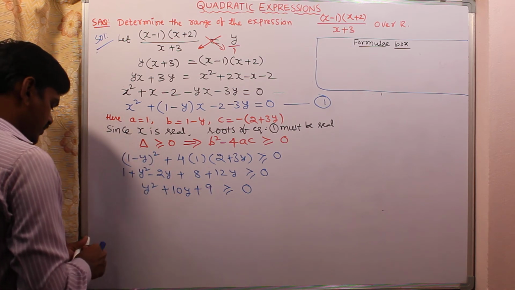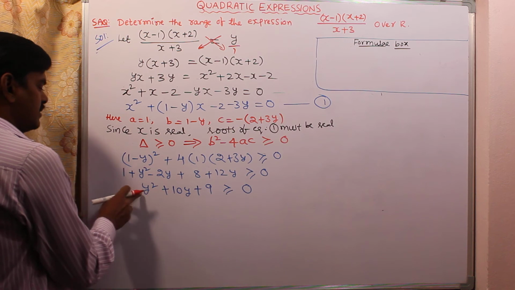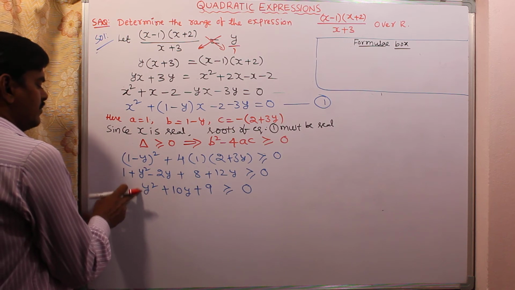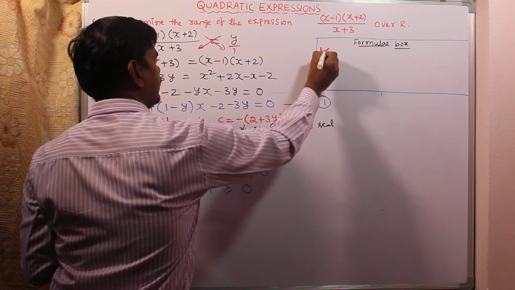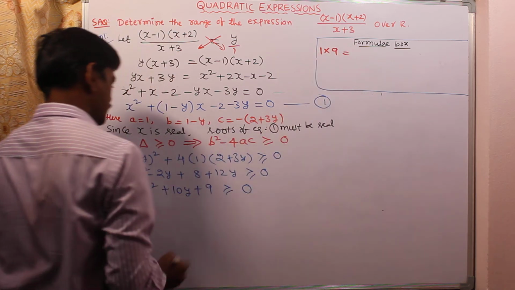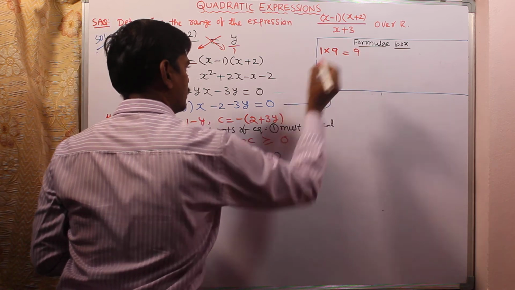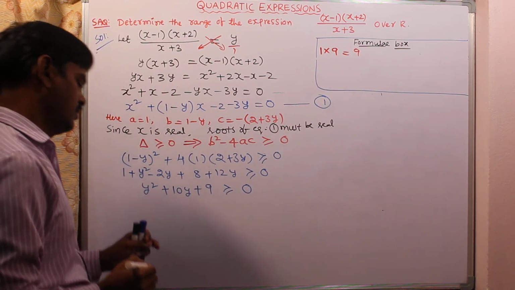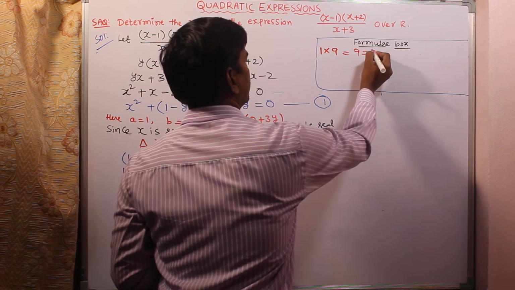So what are the possible factors? Let us find. To find the factors, you know the procedure. Coefficient of y square is 1, into the constant 9: 1 into 9 is 9. So 9 is nothing but your required product.